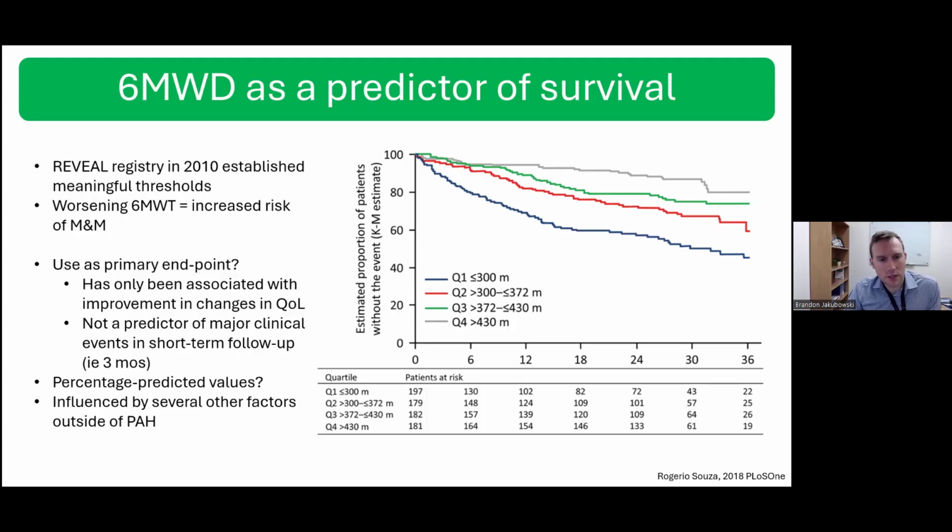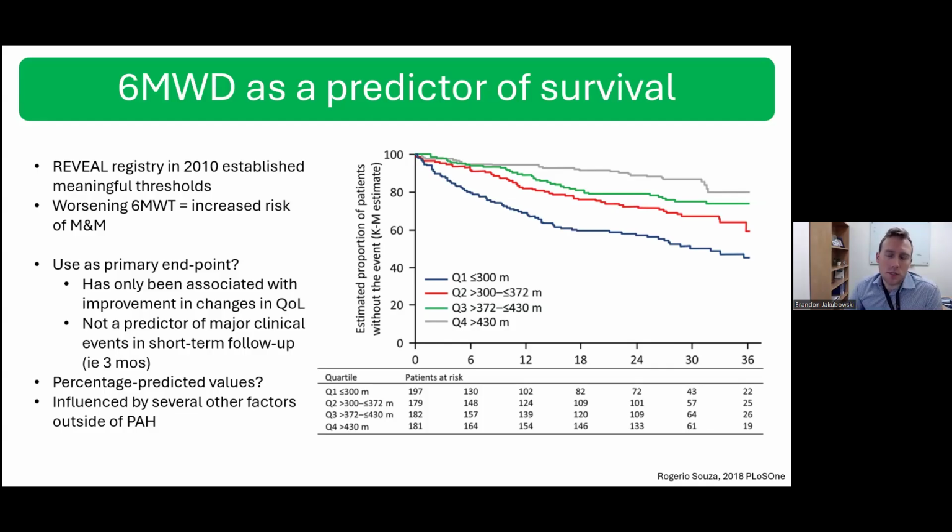Prior to this study, it's really the REVEAL registry, which is a large US-based database of PH patients, that established clinically meaningful thresholds of 165 and 440 meters as the guardrails for high and low-risk status. And we still use these cutoffs for a lot of our objective risk calculators in current days.